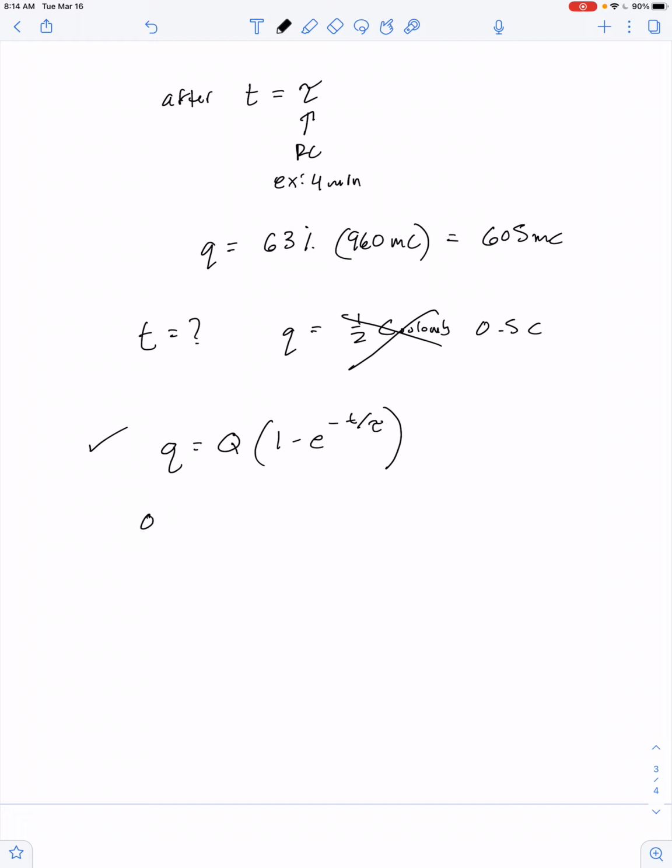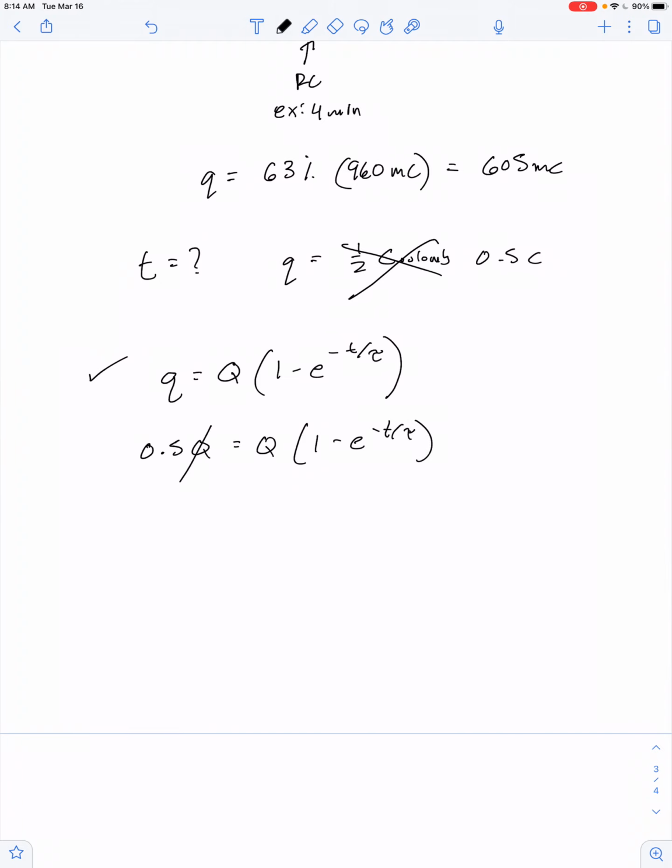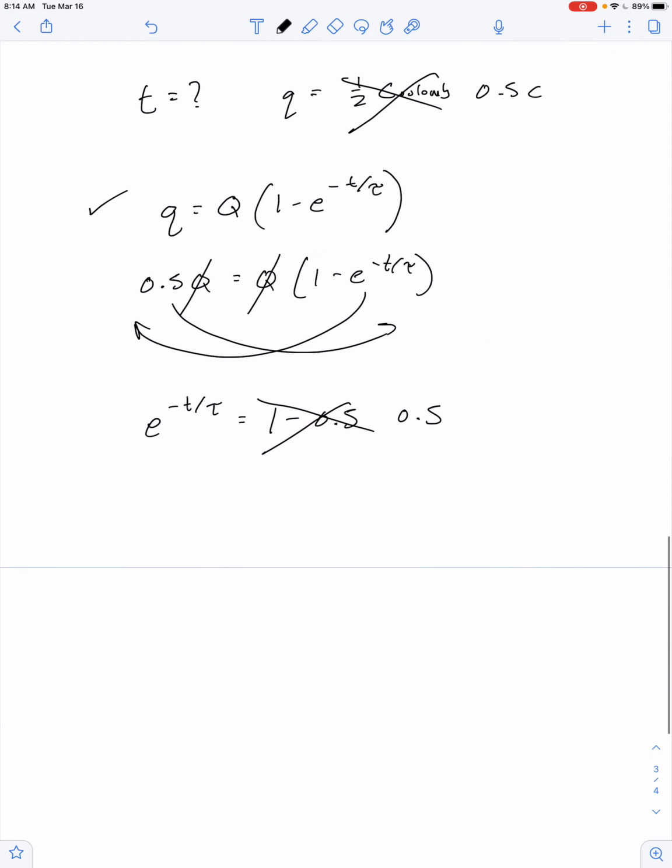So 0.5 times the maximum charge is equal to the maximum charge times 1 minus e to the negative t over tau. Now we can cancel out maximum charge, and we have, let's see, we'll bring the 0.5 to this side of the equation. We have e to the negative t over tau is equal to 1 minus 0.5, which itself is 0.5, which we could call 1/2 if we prefer.